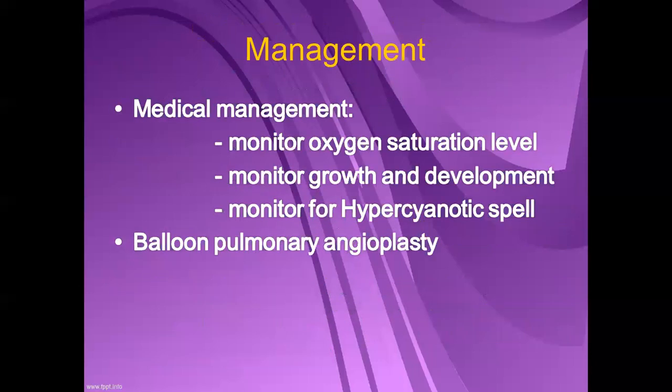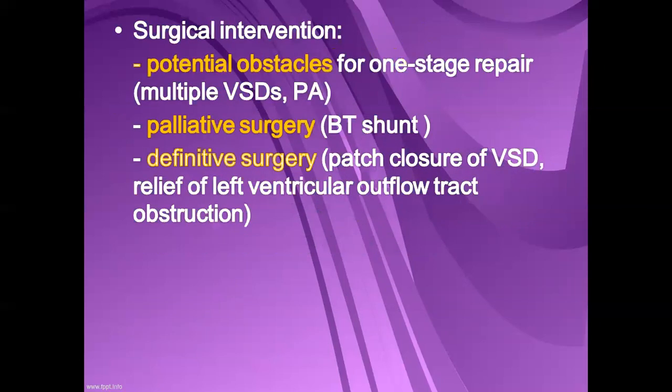Okay, then management. Medical management includes monitoring oxygen saturation level, monitoring growth and development, and monitoring for hypercyanotic spell. Then balloon pulmonary angioplasty may be performed if the ventricular septal defect is small. Surgical interventions are for potential obstacles to one-stage repair, such as multiple VSDs or pulmonary atresia. Then palliative surgery, particularly with the help of a BT shunt. Then definitive surgery: patch closure of the ventricular septal defect and relief of right ventricular outflow tract obstruction. These several surgeries may be performed together.